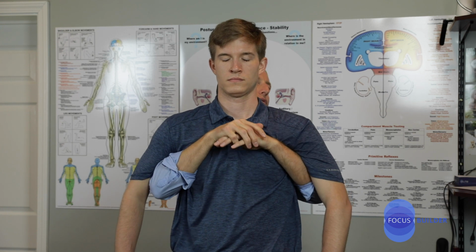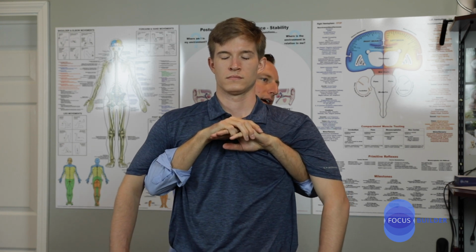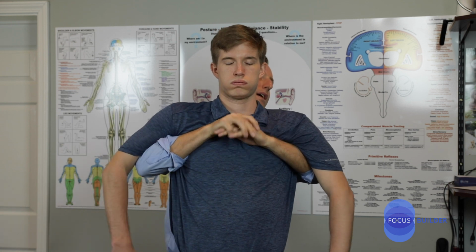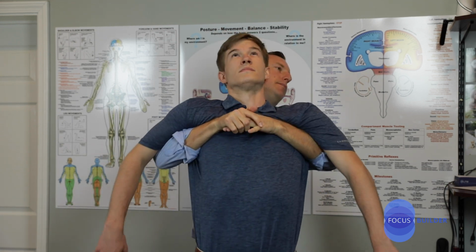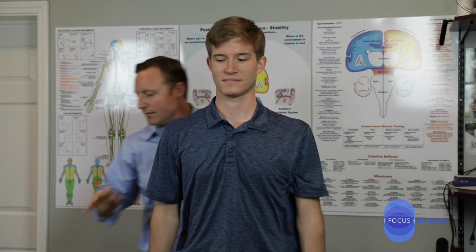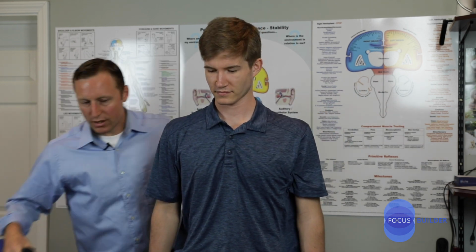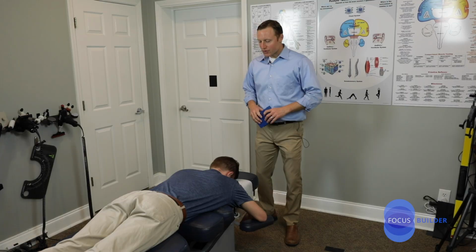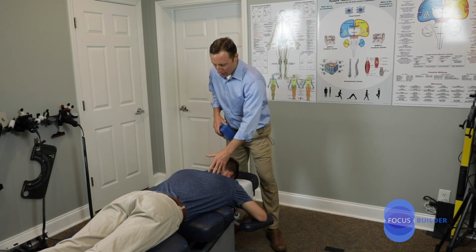And I'm going to have you take a deep breath in and breathe out. And now I'm going to have you breathe in and look up. Okay, very good. So we get good movement there. And then we're going to go to the table and adjust that T1 posterior. So we're going to adjust the T1 on the right side.